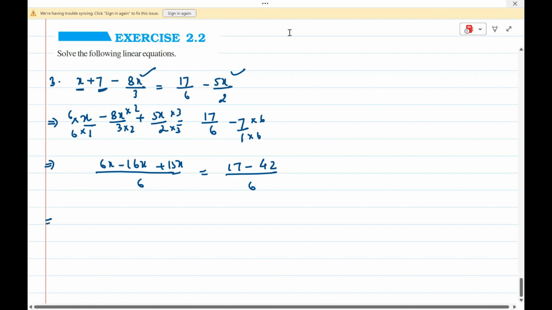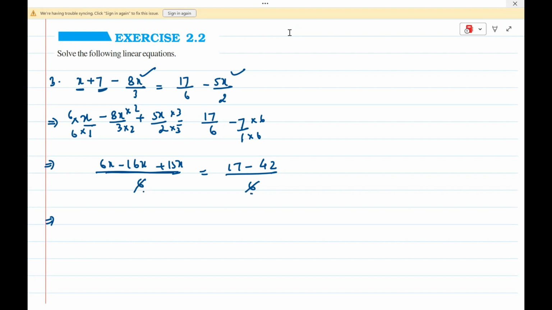42. Here I can see the whole division has 6 and here also 6. So I can cut this. Why? Because when these 6 go to the other side, it is in division. So on the next side, it will become multiplication. And I can cancel these two. So without transferring also, I can cancel.